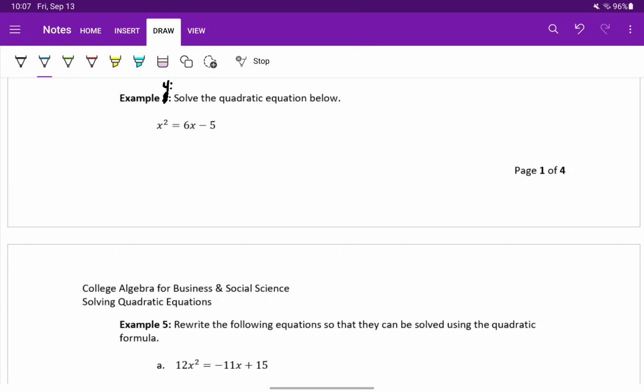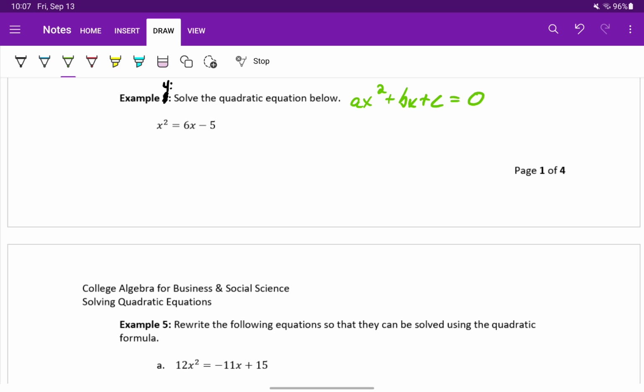In examples 1 through 3, we took the same approach. In each problem, we just identified A, B, and C, substituted those into the quadratic formula, and got our answers. In the next two examples, we're going to have to introduce just a little bit more work, because keep in mind, for the quadratic formula to work, we need a quadratic equation of the form ax squared plus bx plus c is equal to 0.